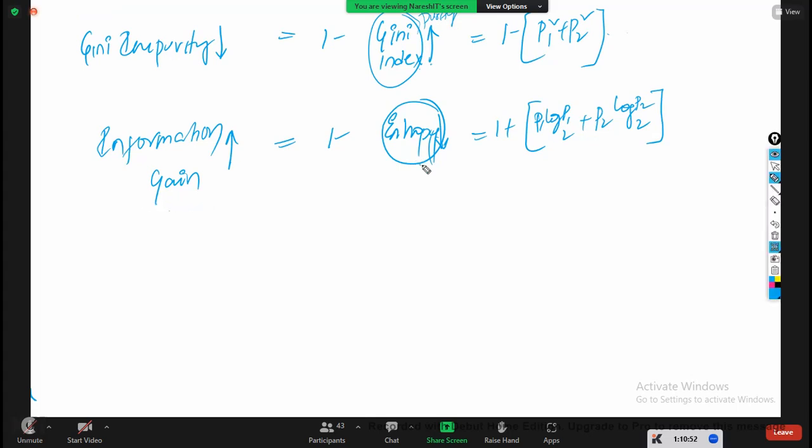Information gain, this is called a loss. Loss should be low. Gain should be high. Is that clear? The lower the entropy, the better the result. The better the variable, entropy should be low. Gain should be very high. Right?